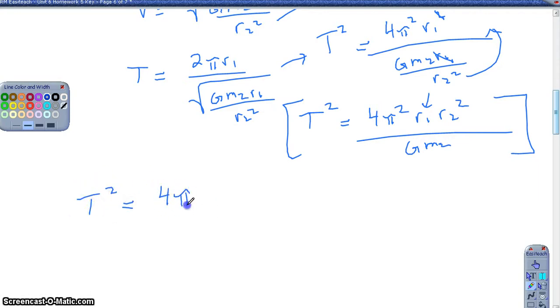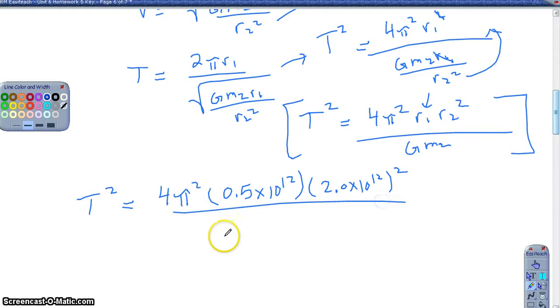So 4 pi squared, again, the radius for the heavier star would be 0.5 times 10 to the 12th because that's the radius of its circular path. But the total distance between the two stars is still 2.0 times 10 to the 12th. So I'm using those measurements, and then on bottom, obviously 6.67 times 10 to the negative 11th, and then I'm using the mass of the smaller star because that's the mass that we're orbiting around, right? The heavier star is, if you will, orbiting around the smaller star. So I'm using the 2.0 times 10 to the 30th for that measure.